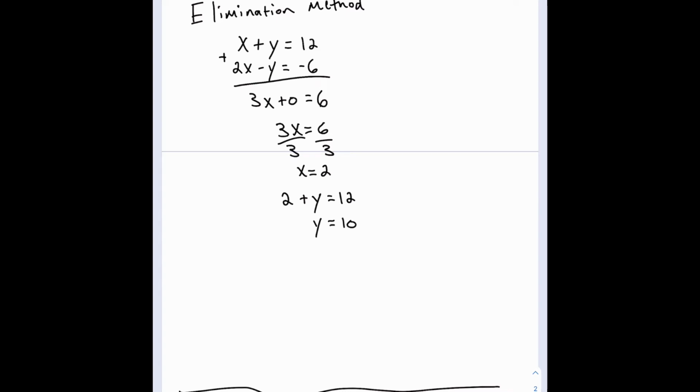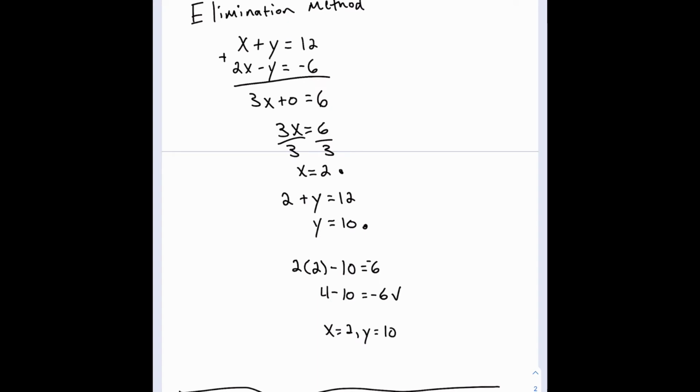Before we can tell if these are right, we must substitute these values into the other equation and make sure they hold. So 2 times x, which is 2, minus y, which is 10, should equal negative 6. Does 4 minus 10 equal negative 6? It does. So our answer is x equals 2, y equals 10.